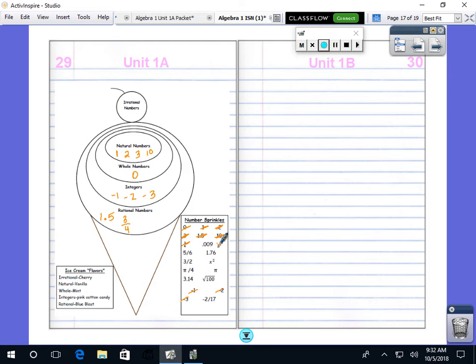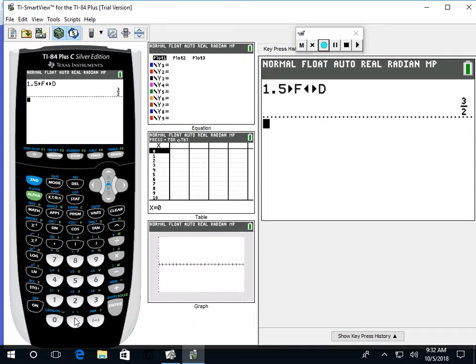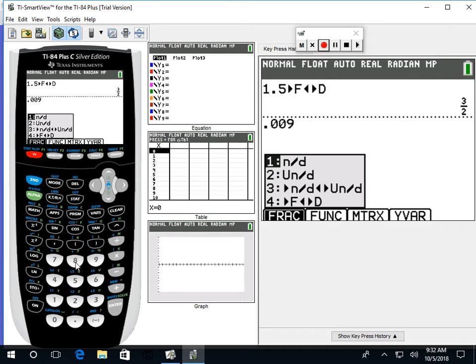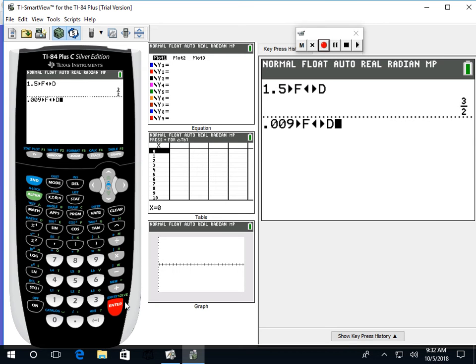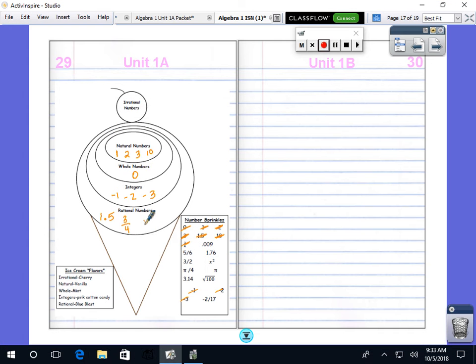Okay, now let's talk about 0.009. Currently, it's not written in fraction form, but let's see if it will become a fraction. 0.009, alpha y equals number 4 is the one that will turn a decimal into a fraction, or vice versa if you're trying to go the other way. And it became a fraction. So that means 0.009 is rational because we were able to turn it into 9/1000.